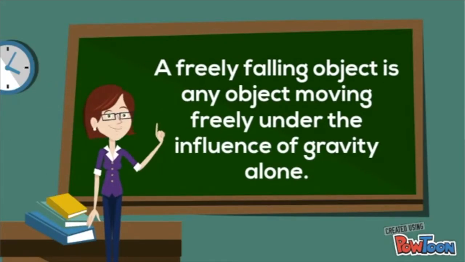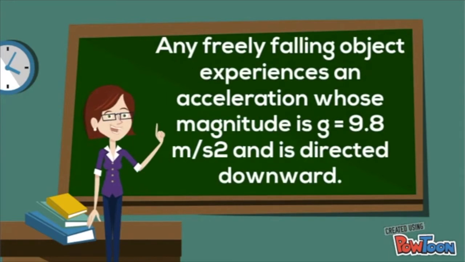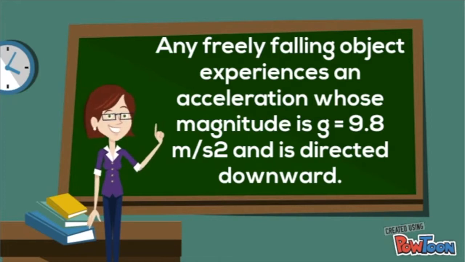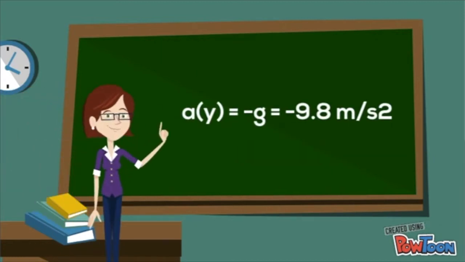A free-falling object is any object moving freely under the influence of gravity alone. Any free-falling object experiences an acceleration whose magnitude g is equal to 9.8 meters per second squared and is directed downward. Acceleration due to gravity is equal to negative g, which is equal to negative 9.8 meters per second squared. This is the same for all free-falling objects.